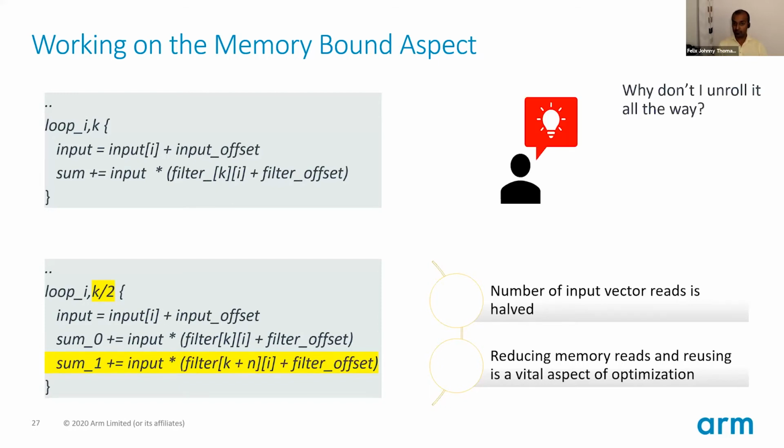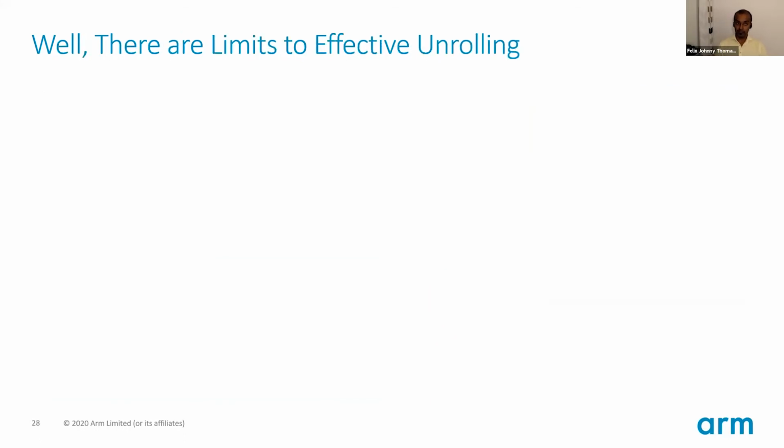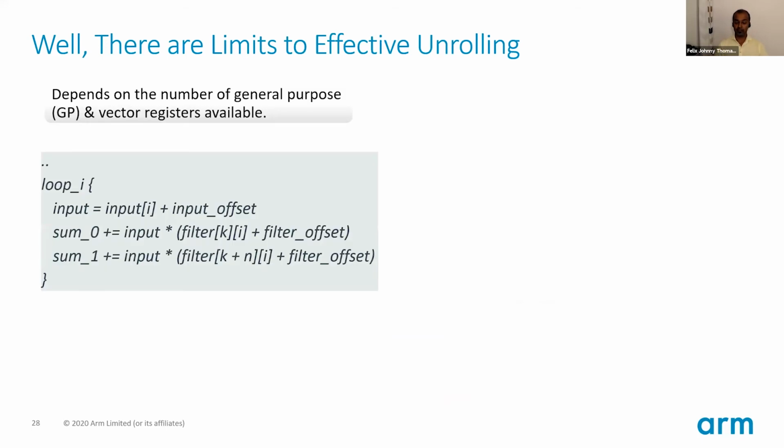So you could have a brilliant question here and say, hey, why don't I unroll it all the way if it is as simple as this? Like, why not unroll it 6 times or why not unroll it 7 times? Well, there are limits to effective unrolling. And this is where the number of general purpose registers and vector registers that are available comes into the picture. So let's take this unrolled loop that we saw in the previous slide, and let's try to map the arguments that you see here into the registers that the processor has available.